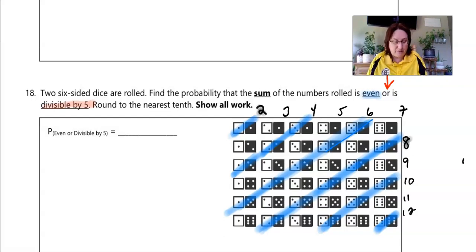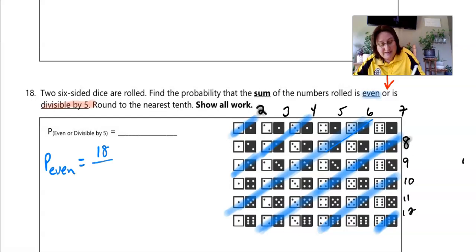Okay, if we go and count these, we have a total of 1, 2, 3, 4, 5, 6, 7, 8, 9, 10, 11, 12, 13, 14, 15, 16, 17, 18. Did you guys count 18 with me? Okay, so the blue, this is the probability that we roll even.